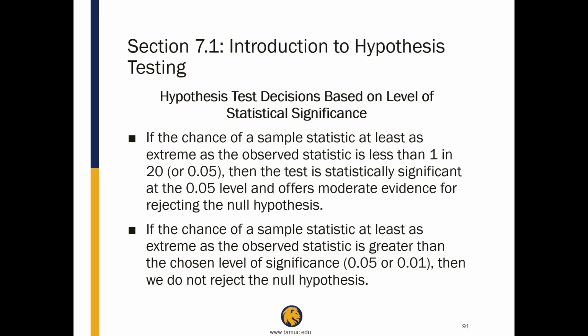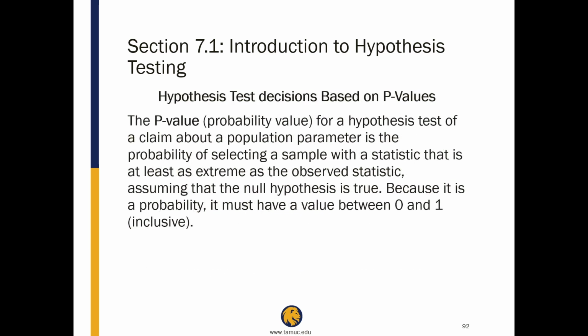This statistical significance level is either going to be 0.01 or 0.05 for us, for the most part, and results in something we call the p-value. The p-value, which is the probability value for a hypothesis test, is a claim about a population parameter. It is the probability of selecting a sample statistic at least as extreme as the observed statistic, assuming the null hypothesis is true. Because it's a probability, it'll be between 0 and 1.